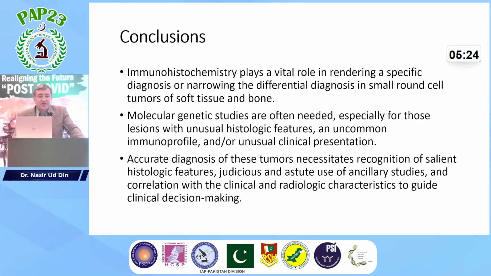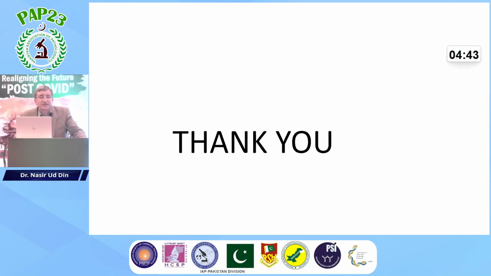So in conclusion, immunohistochemistry plays a vital role in rendering a specific diagnosis or narrowing the differential diagnosis in small round cell tumors of soft tissue and bone. Molecular genetic studies are often needed, especially for those lesions with unusual histologic features, uncommon immunoprofile, and/or unusual clinical presentation. Accurate diagnosis of these tumors necessitates recognition of salient histologic features, judicious and astute use of ancillary studies, and correlation with the clinical and radiological characteristics to guide clinical decision making. Thank you very much.